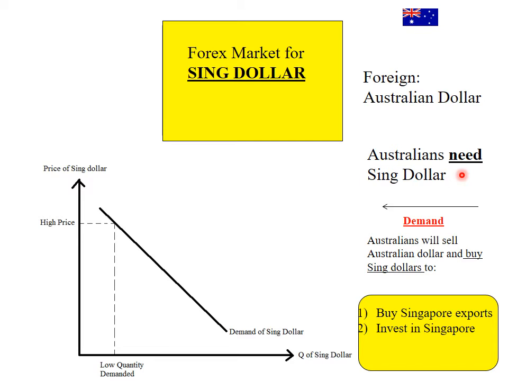Australians would need Sing dollar because they want to buy Singapore exports, including coming here for a holiday, or they want to invest in Singapore, and we only accept Sing dollar. So these are the two motivations why they need Sing dollar. Now, what will they do to get Sing dollar? They will sell the Australian dollar. We don't care, right? We are looking at Sing dollar. They will sell their own currency and buy the Sing dollar for these two reasons.